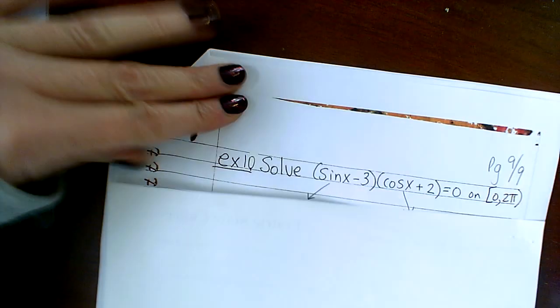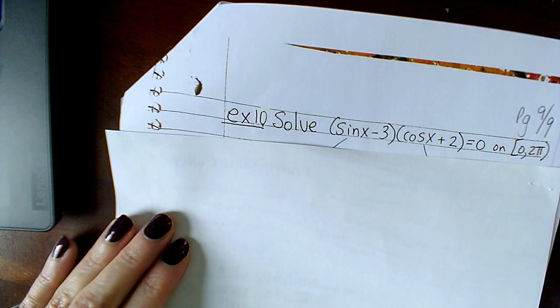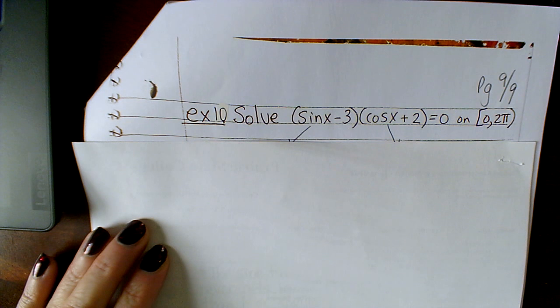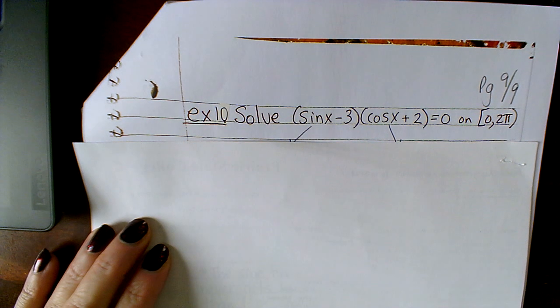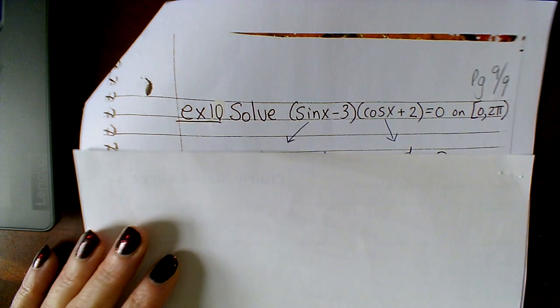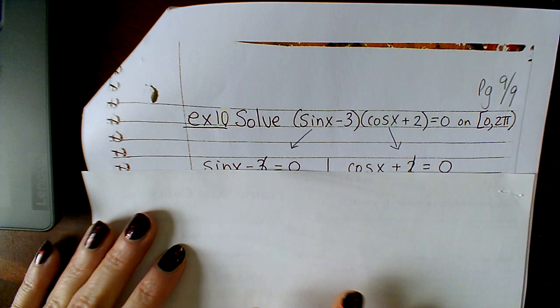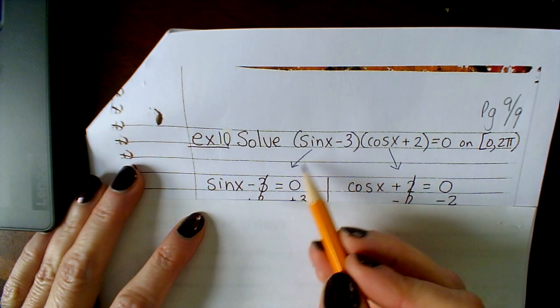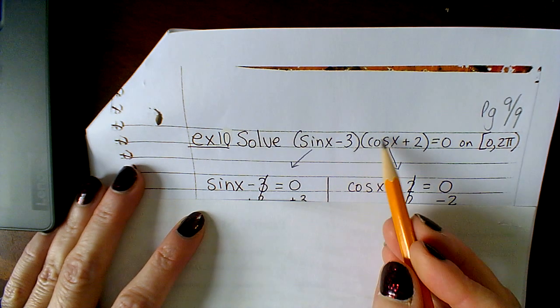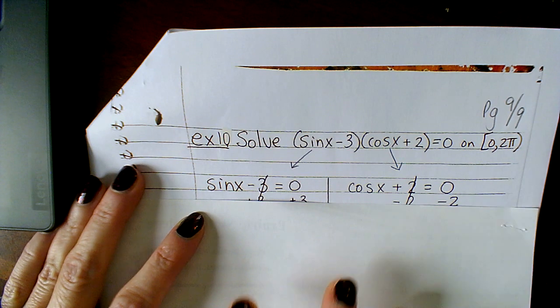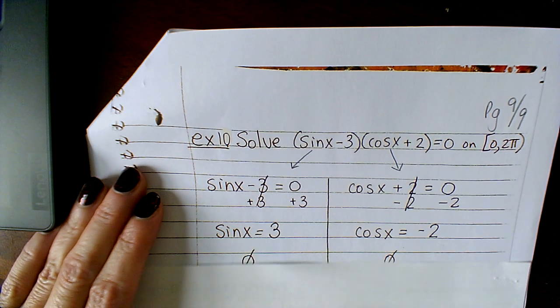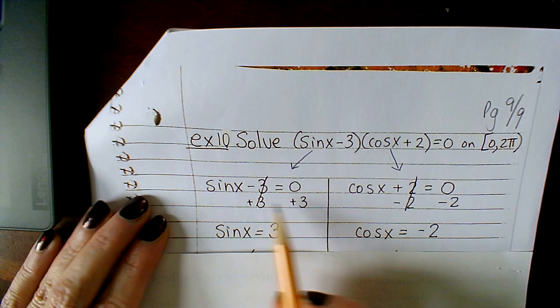And then one more. And this one's super nice because it's already factored for us. So that is awesome. You see, it's already factored and set equal to 0. So we can just say, hey, sine x minus 3 equals 0, cosine x plus 2 equals 0. We're going to solve these simultaneously here.